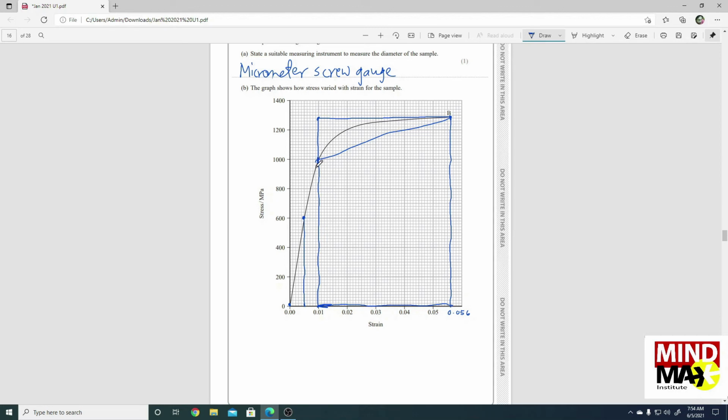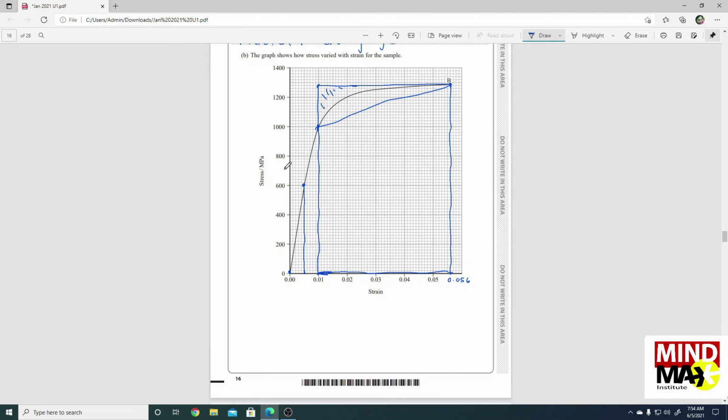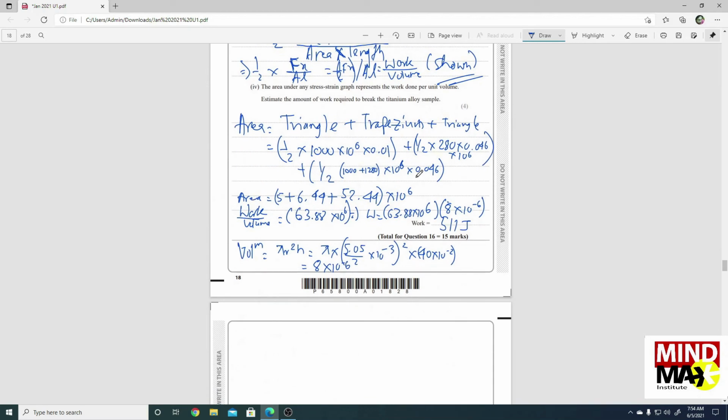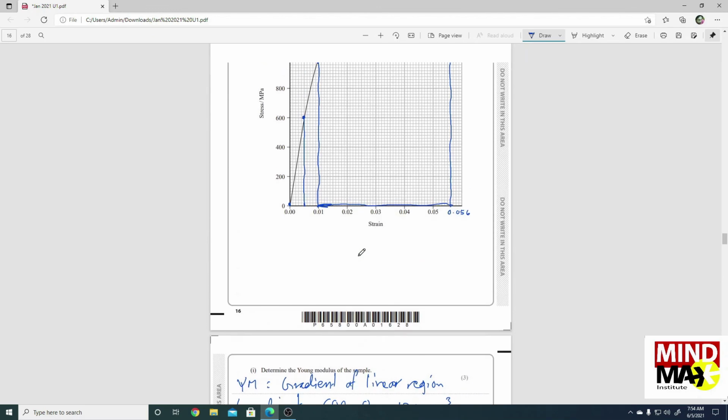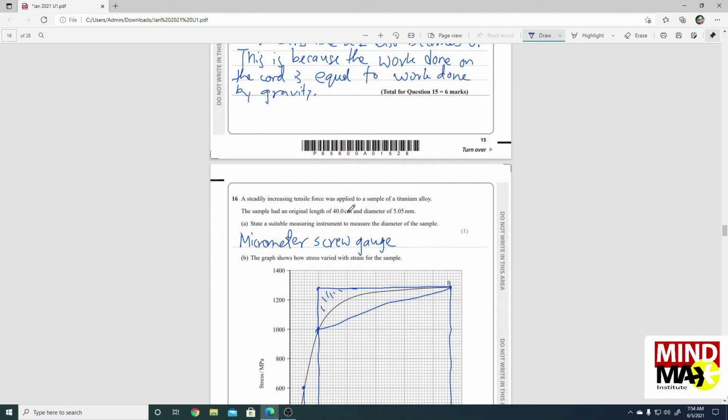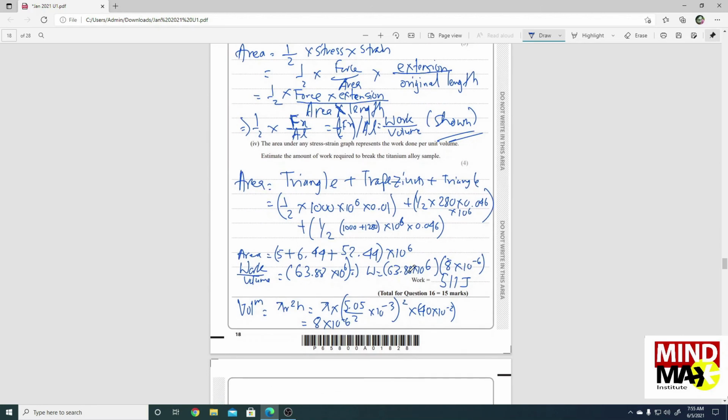So let's say up to 1000, take it as a triangle. Then I take this much as another triangle, and then I take this as a trapezium. If I add all of these, I'll basically be overestimating it, because as you can see, this part is actually extra, but still it's an estimation, so it's no problem. So that's what I got. I added them. The area that I got is actually work per volume, but I wish to find just work. So I have to multiply the volume with the area. What is the volume? If you look at the question carefully, it says it has a diameter of this and an original length of this. So it's a cylinder. This sample is actually a cylinder because it has a length as well as a diameter. So cylinder's volume is pi r square h. That's what I wrote here.